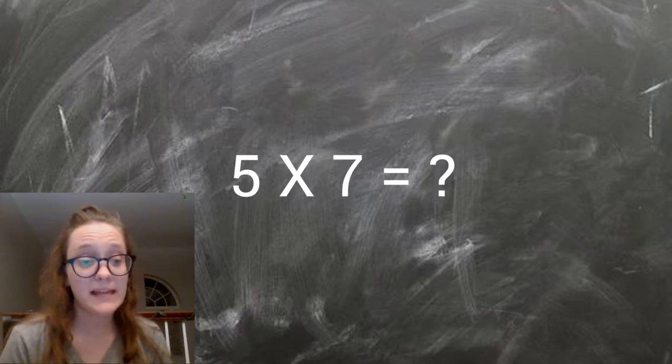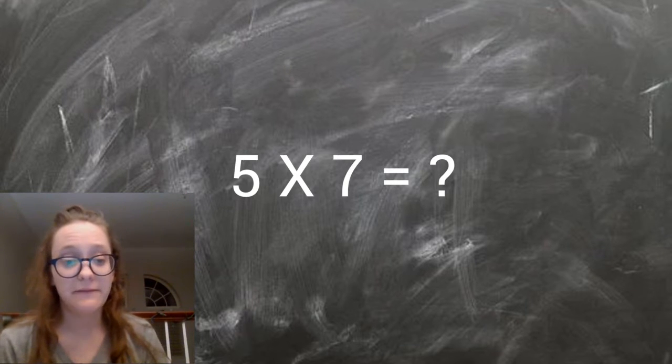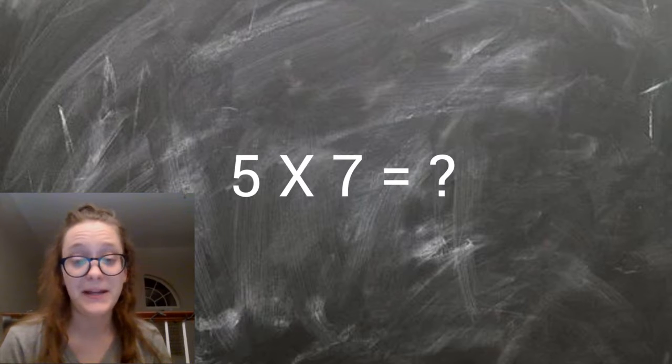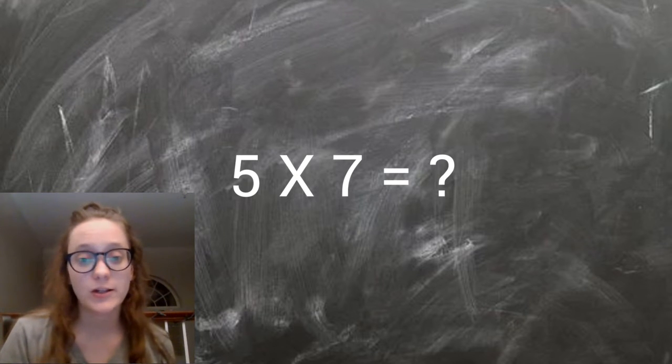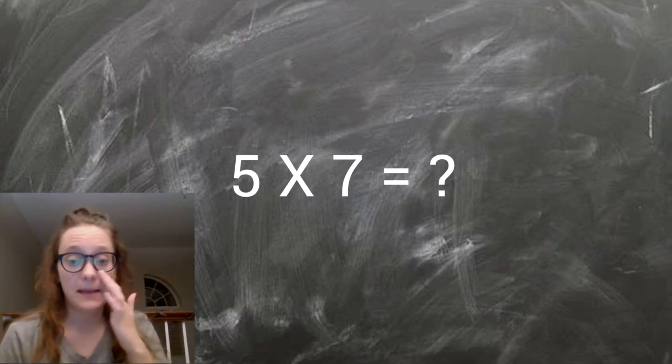For this activity, we're first going to practice by skip counting by sevens. For example, if we had 5 times 7, we can skip count by sevens to help us find the answer. If we raise a finger for each 7 that we count until we get to 5 fingers, the number that we counted up to will be our solution. Let's see an example of this.